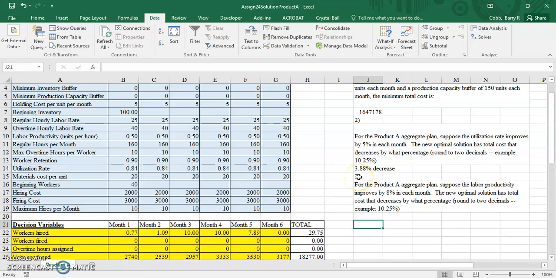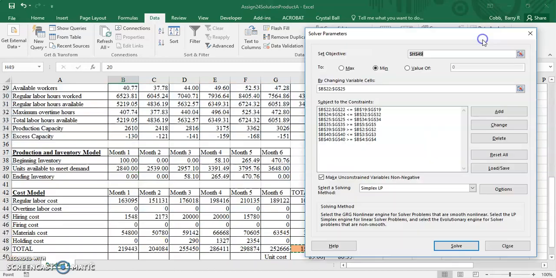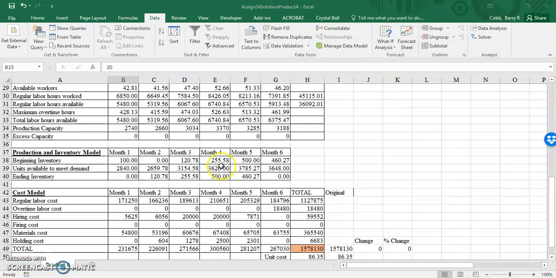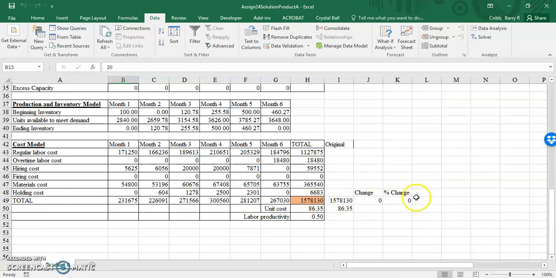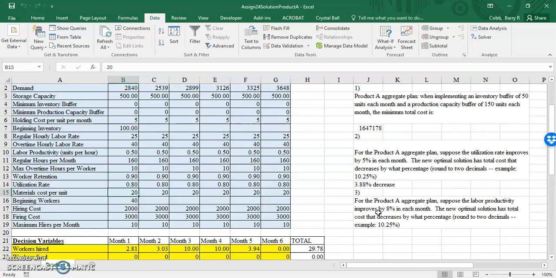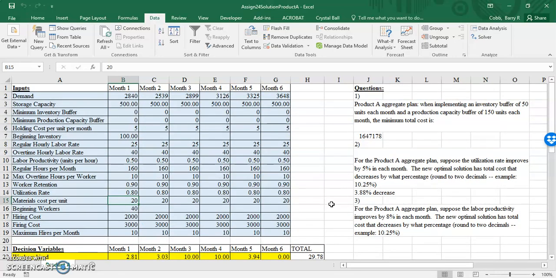Okay, now I've got one more question to go over, and it involves labor productivity. I want to go back and just change the utilization back to 0.8 because that was our original model. And I'm going to resolve. Okay, and go back to the original, so our information here about the changes is reset. It doesn't mean, of course, you couldn't investigate what happened when two assumptions changed at the same time. But here we're just interested in one change at a time.